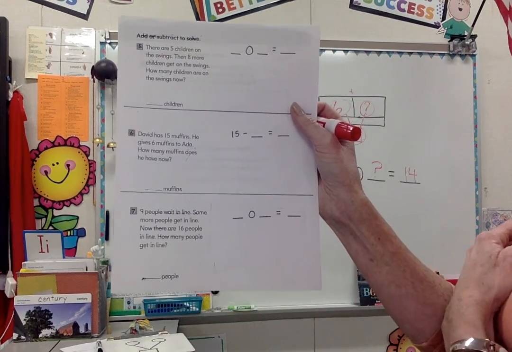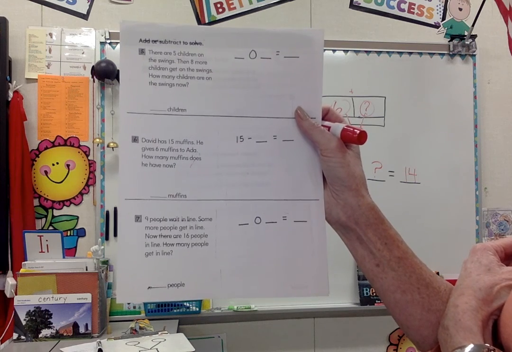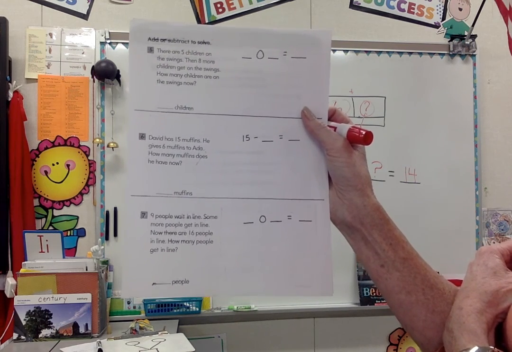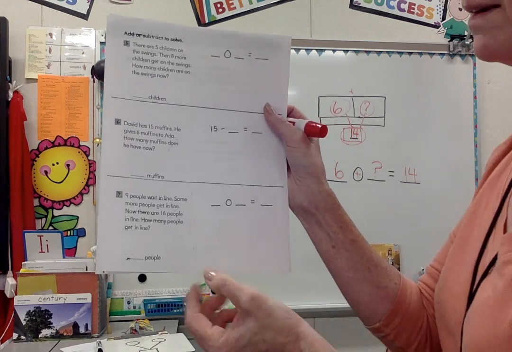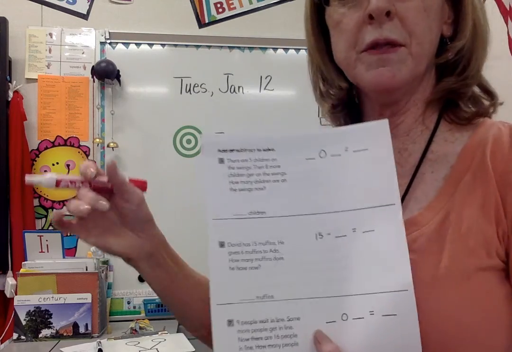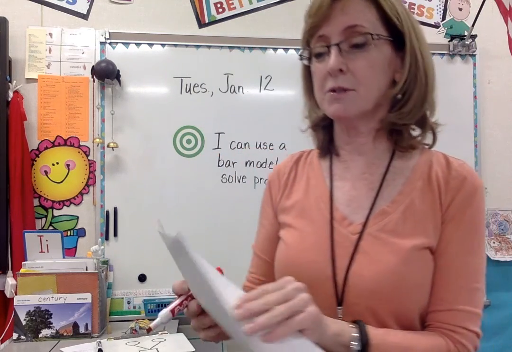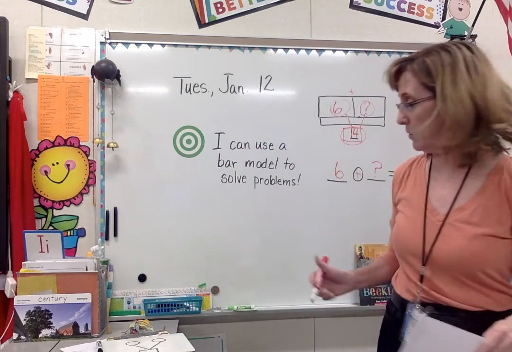9 people wait in a line. Some more people get in the line. Now we have 16 people in the line. How many people are in the line? 9 people were there to begin with. That would be a part. Some more come. That's the other part. And now we have 16. That's our total. That sounds a little bit tricky, but I think you're going to be okay. Take some time to think about that and work on that. That would be super great.